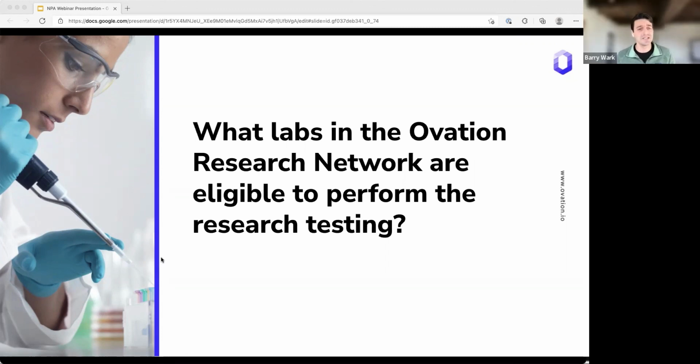When a project is initiated by Ovation and it's determined that we need to perform additional testing on specimens, our preference and the design of the research network is to bring that testing back to the lab that contributed those specimens to the network. We'll reach out to your lab first, and then all the other labs in the network that have capabilities to perform this testing as needed.